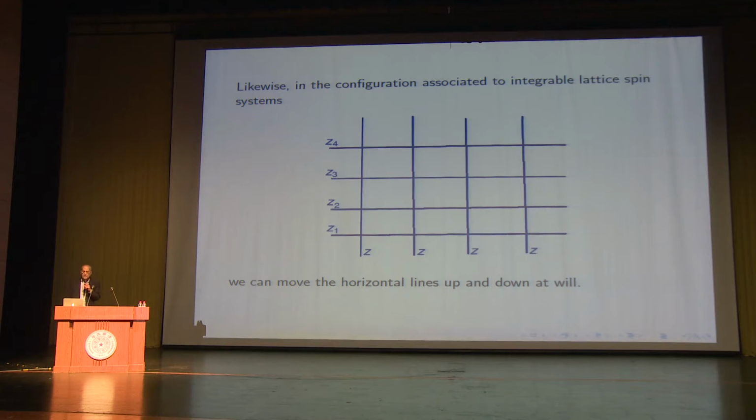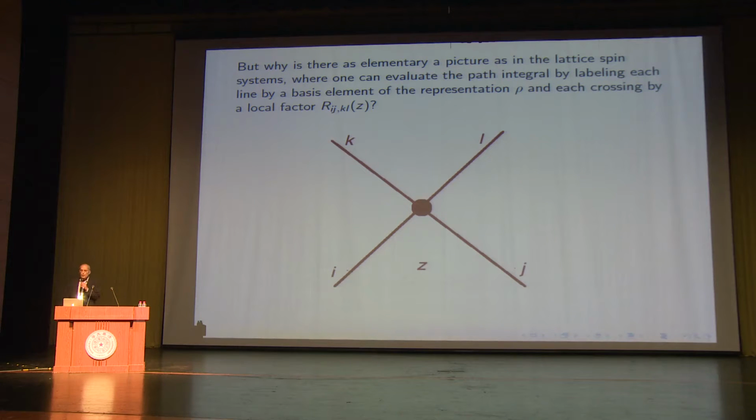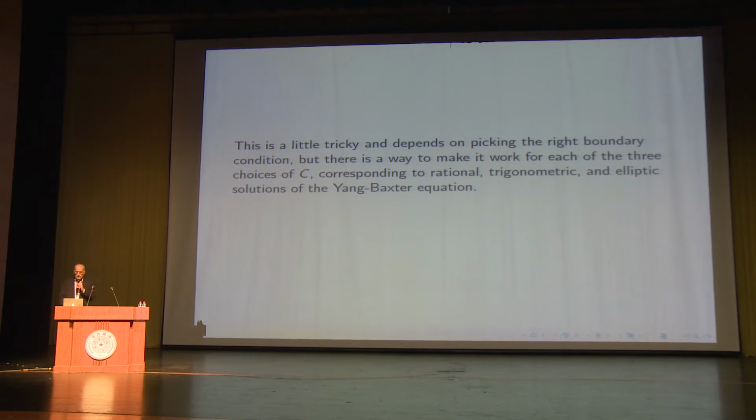And likewise, in the configuration associated to integrable lattice spin systems, we can move the horizontal lines up and down at will. But why is there as elementary a picture as in the lattice spin systems, where you can evaluate the path integral by labeling each line by a basis vector and each crossing by a local factor? Why is everything as elementary as that? Well, this is a little tricky and depends on picking the right boundary condition, but there's a way to make it work for each of the three classes of model.